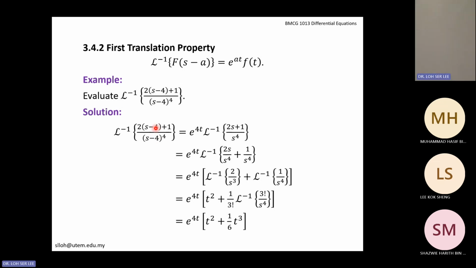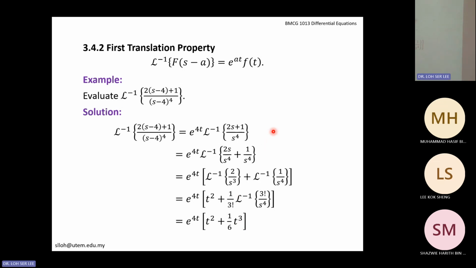Once you have taken out the 4, you have 2s plus 1, and at the bottom you have s to the power of 4. So you get 2s plus 1 over s to the power of 4. Here you break this into two so that you can inverse Laplace these two functions separately. So 2s over s to the power of 4, you cancel out one s, you get this. And this one is the second term. These are the basics of the inverse Laplace; from here to here, this is what you have done in the last class.